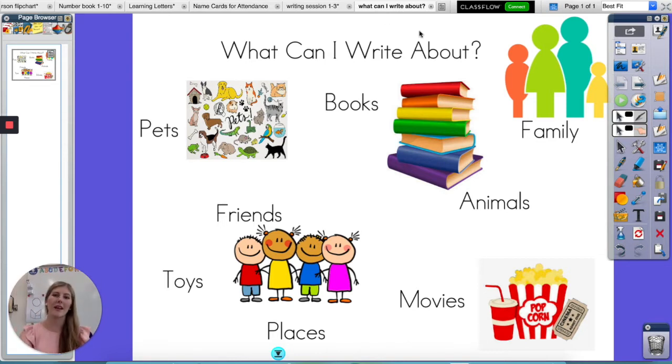You can be writing about your family. You can be writing about different books that you've read or a special book that you've read. You can be writing about pets or friends, animals, movies, places, or even toys. But remember that when we're writing, all of our pages need to be about one topic.